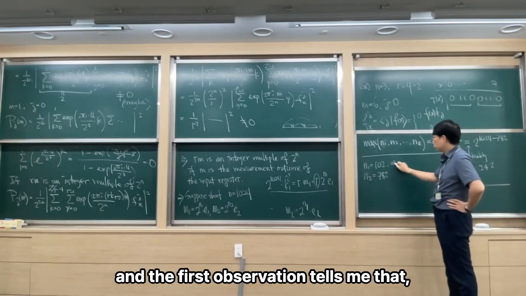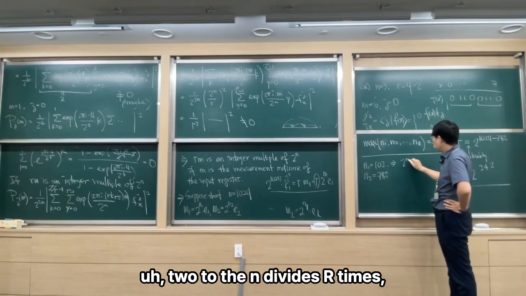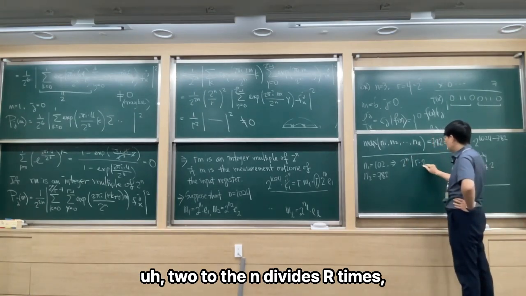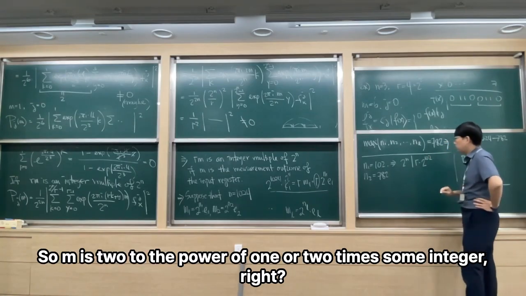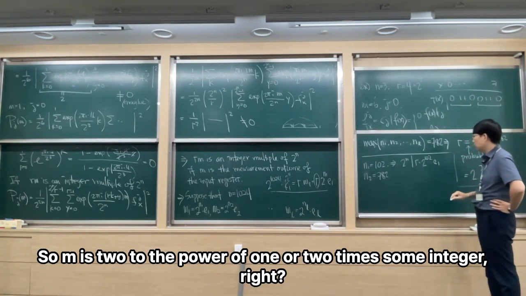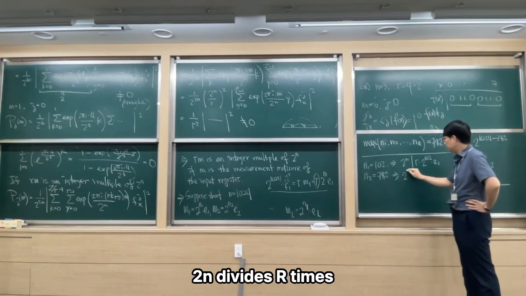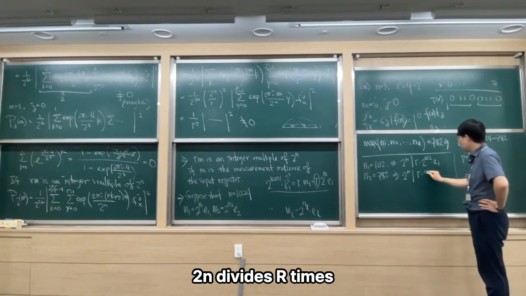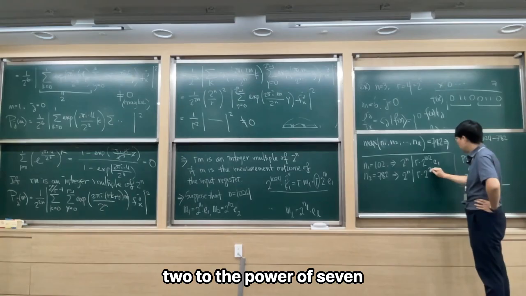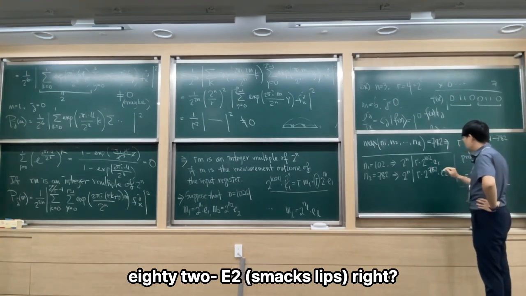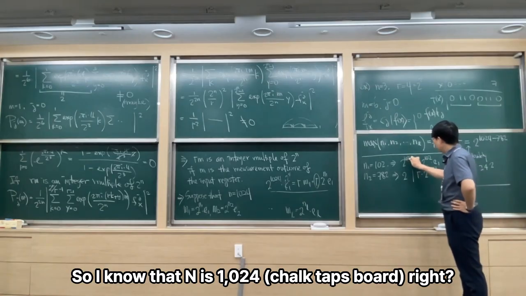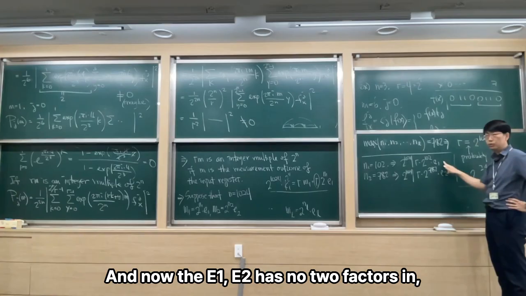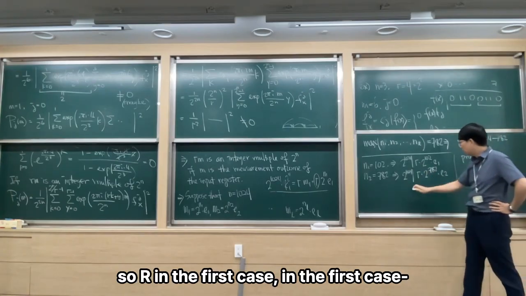The first observation tells me that 2 to the n divides r times m, right? So m is 2 to the power of 102 times some integer, right? And the second observation says 2 to the n divides r times 2 to the power of 782 times e2, right? So I know that n is 1024, right? And now e1, e2 have no factors of 2 in them.